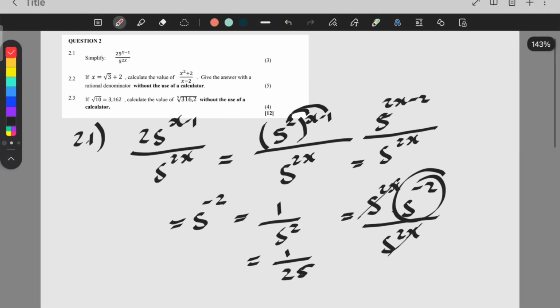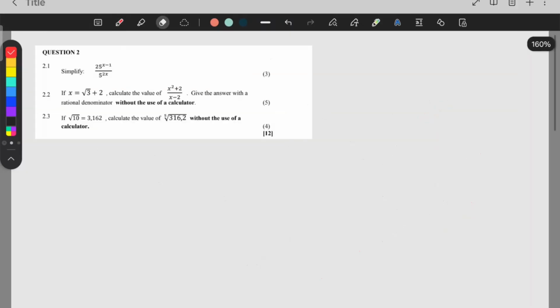And that's your answer there. Let's see how they mark this question. So you get a mark for writing that. Then you get a mark for breaking up and cancelling. And then you get a mark for the answer. That gives you 3 marks.